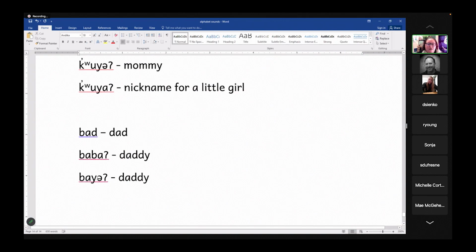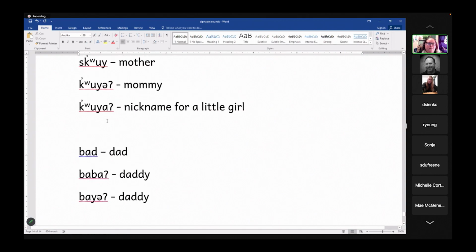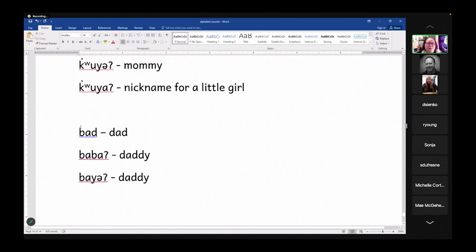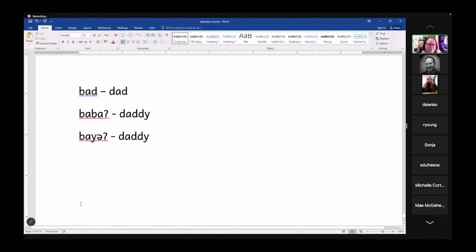Remember, when you say that A, you're going to be opening your mouth a little bit more than you would if you were saying the schwa. Baya, baya, baba, baba. Let's go through all of them. E should, A should, skoy, koya, bod, baba, baya. And because that schwa is an unstressed vowel and it's followed by that glottal stop, it's sometimes hard to hear. Baya, because it cuts it off abruptly.